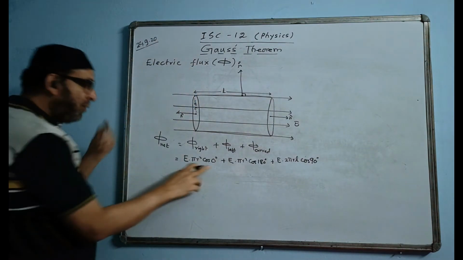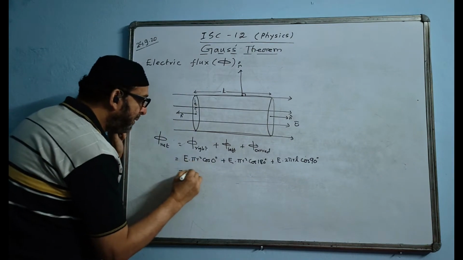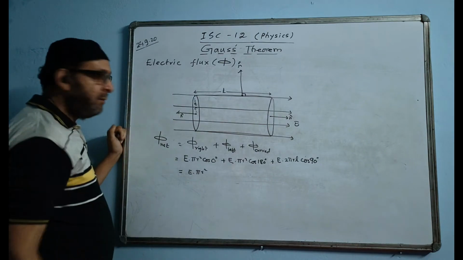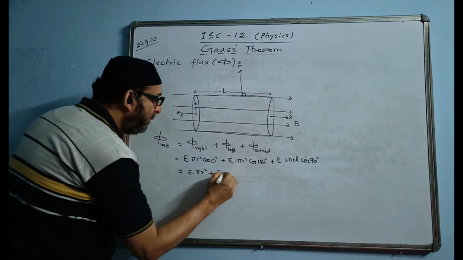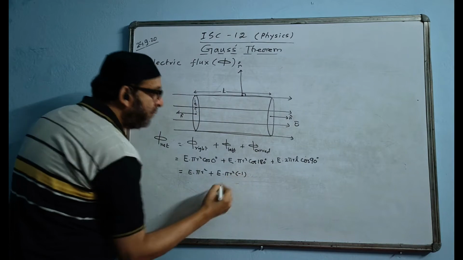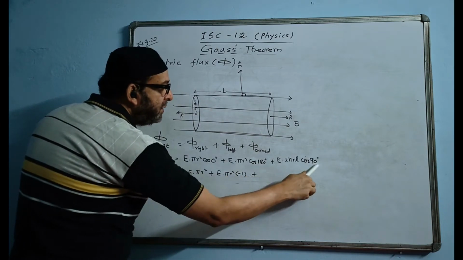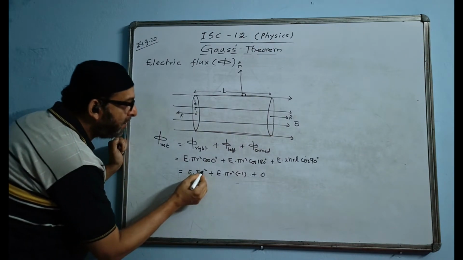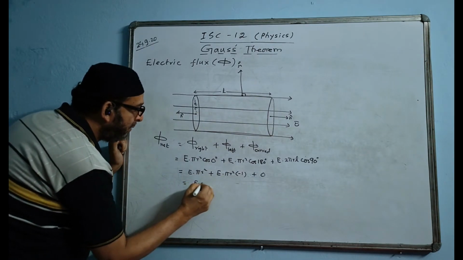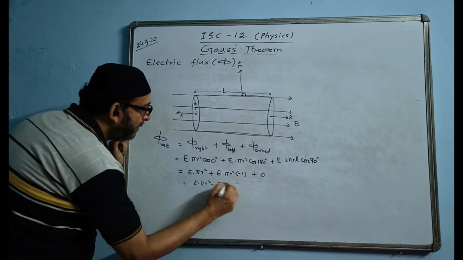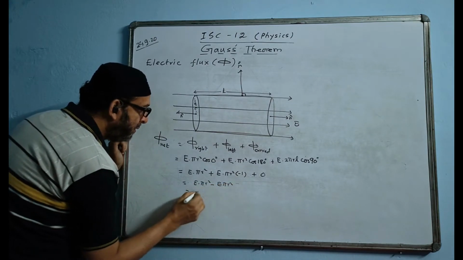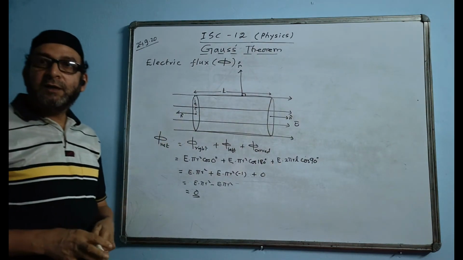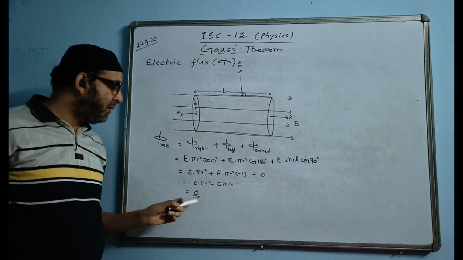Now we will do the calculation. Cos 0 degree is 1, so this answer will come like this, E into pi r square. Cos 180 is minus 1, so here we can add E into pi r square and minus 1. Cos 90 degree is 0, the entire thing becomes 0. Your answer will become E pi r square minus E pi r square. The answer is 0. So, the value of net flux passing through this conductor is 0.